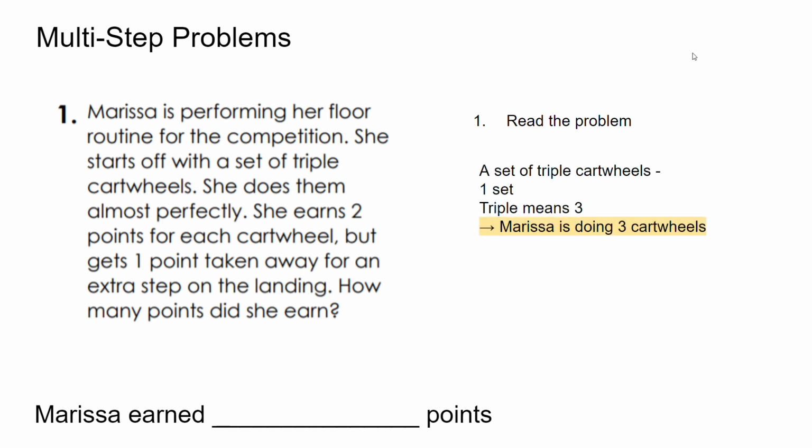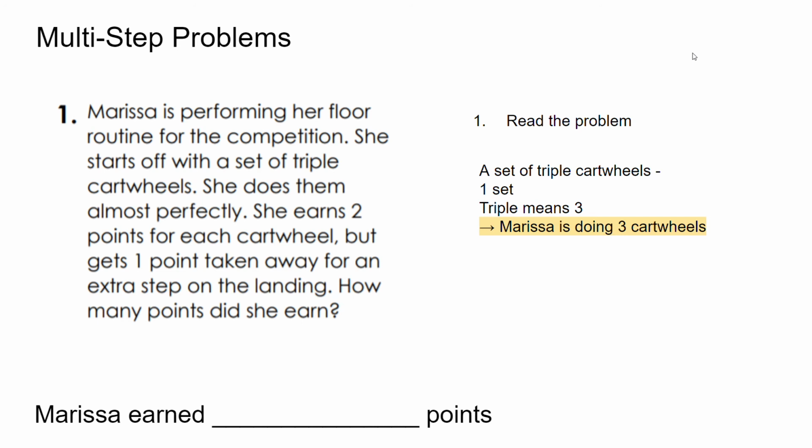So look here. We've got our one set or one group, and triple means 3. So that means Marissa is doing 3 cartwheels because we have one group of 3 cartwheels. There's 3 cartwheels in that group. And since she's only doing one group, she's only doing 3 cartwheels. Does that make sense? Okay. If it doesn't, play it again. Try to really think about it. Triple means 3, and if we have one set of 3, we just have 3.